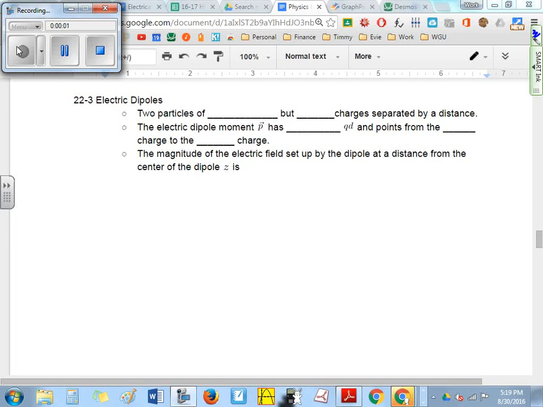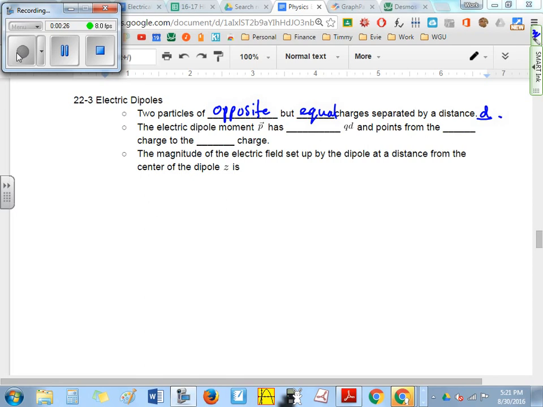Now we're going to talk about electric dipoles. An electric dipole is any two particles of opposite but equal charge, separated by a distance d.